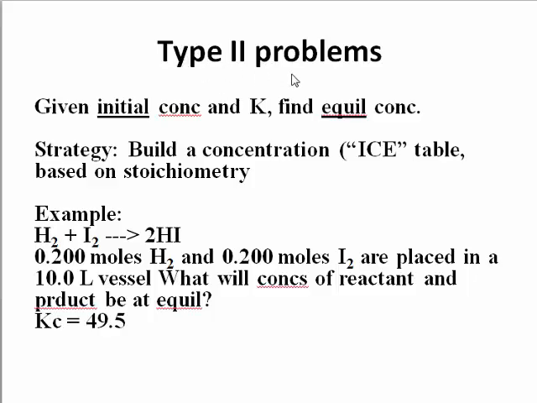Type 2 problems are more difficult than type 1 problems. In these problems, you are given an initial set of concentrations and an equilibrium constant, and you are asked to find the equilibrium concentrations. You will see many of these problems in this course, and the strategy will always be the same.